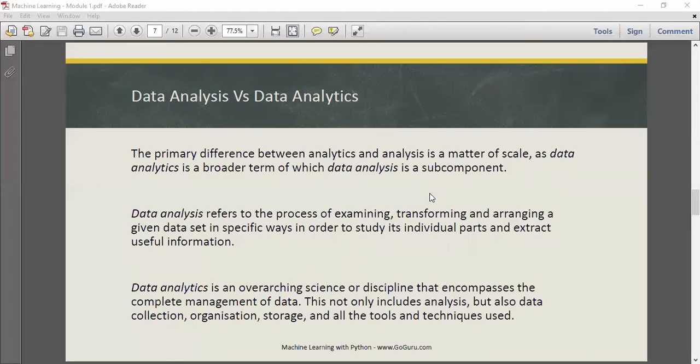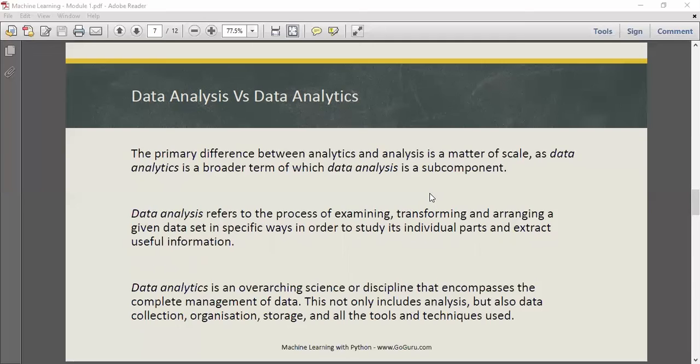And then we come to the concept of what is data analysis and the difference between data analysis and data analytics. The main difference is that data analysis, in short, is a portion of data analytics. That is all. With data analysis, what you're typically doing is looking at the data, then transforming or arranging it in a certain manner that you want, and trying to get some meaningful information out of it. This is what data analysis does.